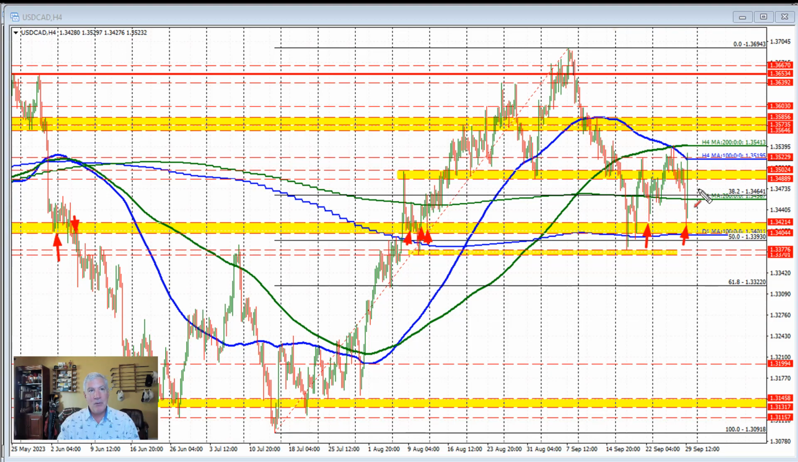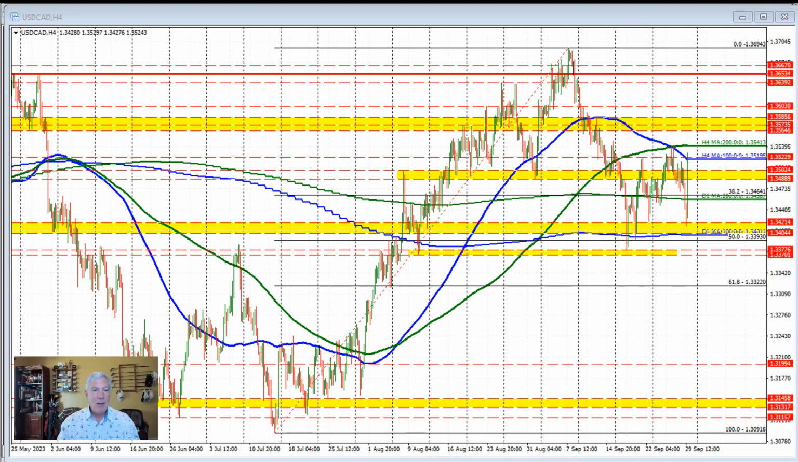So this area did hold support like it did right here, and we started to rotate back to the upside, getting back above the 200-day moving average in the process. That's this green line right here near the 1.3458 level, and that also moved to the upside.